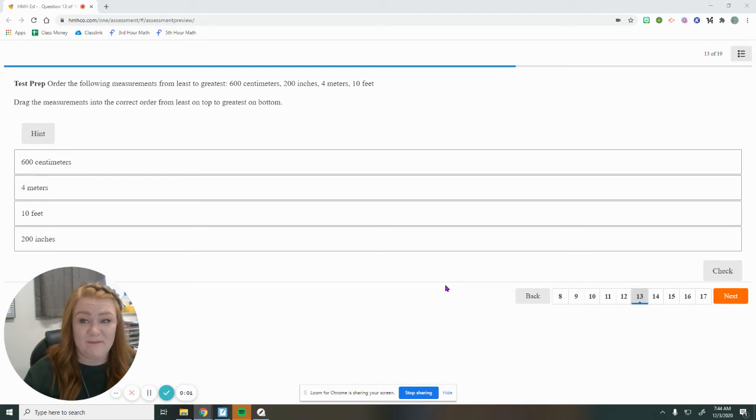So if you are feeling confident about converting measurements, finding them on the chart, setting up your ratios, then you should go ahead and just try the homework yourself. I am going to set up all of the odd problems through 13. So 1, 3, 5, 7, 9, 11, and 13.